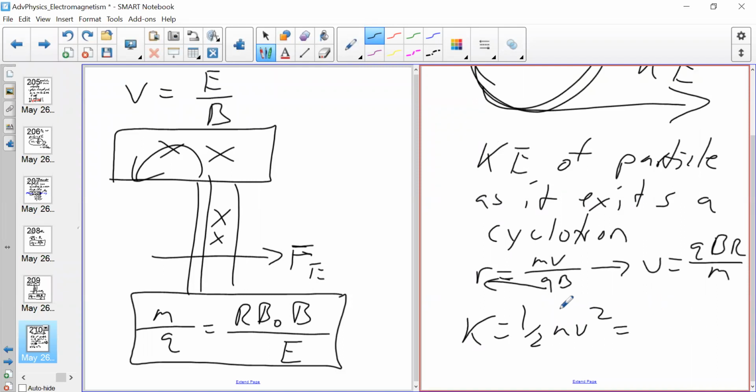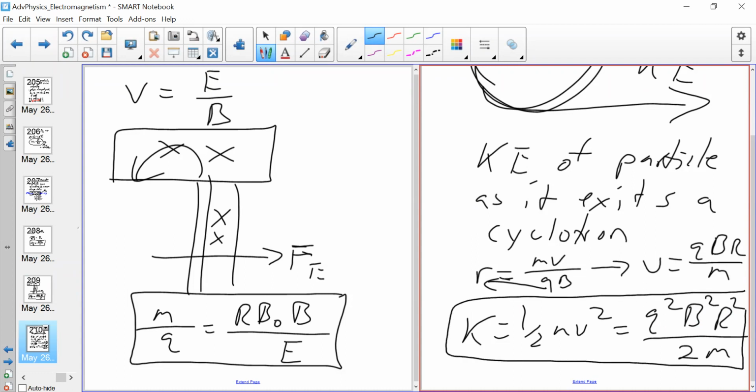So the kinetic energy of a particle as it exits a cyclotron, you substitute v for this, is going to be q squared B squared r squared over 2m. Right? Questions on that? You can see it's a bunch of math derivations of this algebra. So we just took this and squared it, so this is going to be m squared, and this m up top goes away.